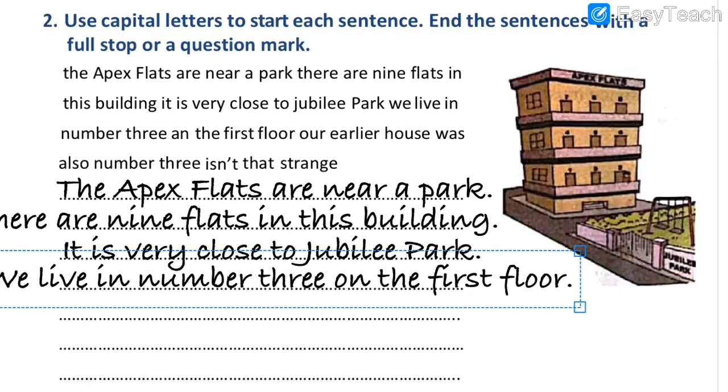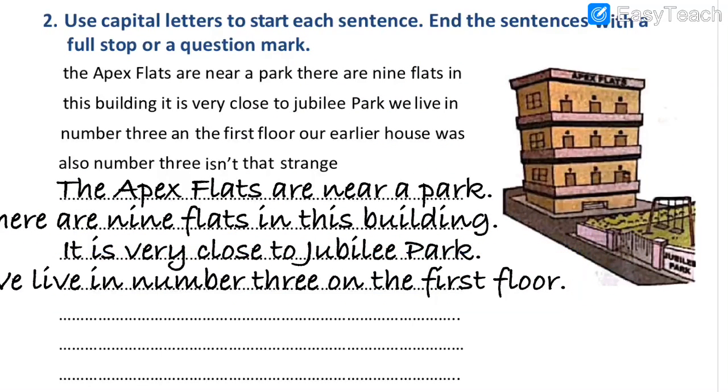I have put a full stop over there. So please be careful. Without a full stop, your answer will not be complete. We live in number 3 on the first floor. Here only W is capital, and in the end what do we keep? Full stop. Then let us see the next sentence. Our earlier house was also number 3. That is the end of the sentence, so after number 3 we have to put a full stop, and here our O should be capital because it is the new statement we are starting.